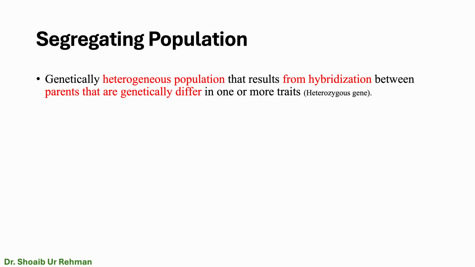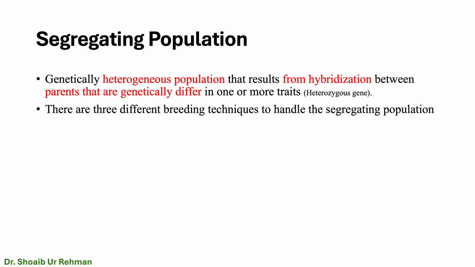Now let's have a look at the definition of segregating population. A segregating population is the genetically heterogeneous population that results from hybridization between parents that are genetically different from each other. So in plant breeding, how do we handle these types of populations?